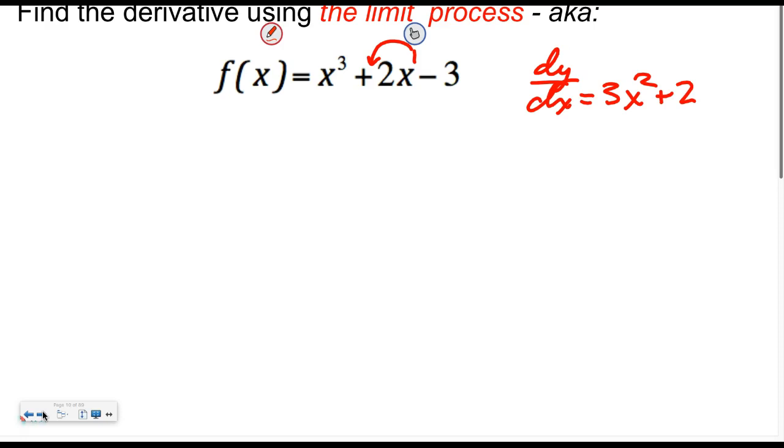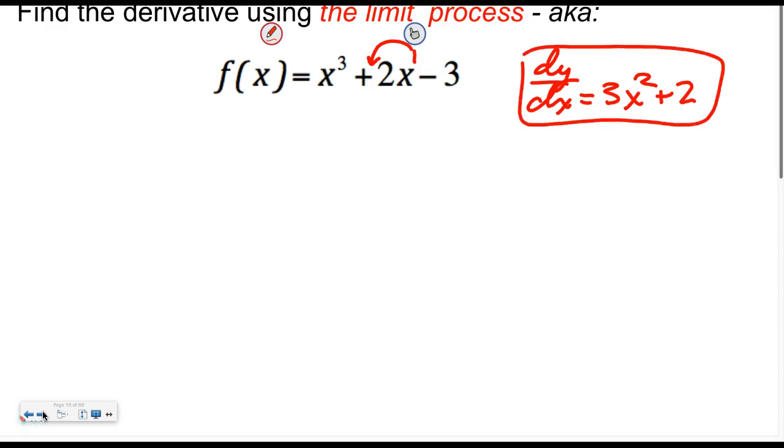A constant function like y equals 3, what kind of a line is it? Horizontal line. What's the slope everywhere? 0. So constant functions always have derivatives that go to 0. So this is my answer.